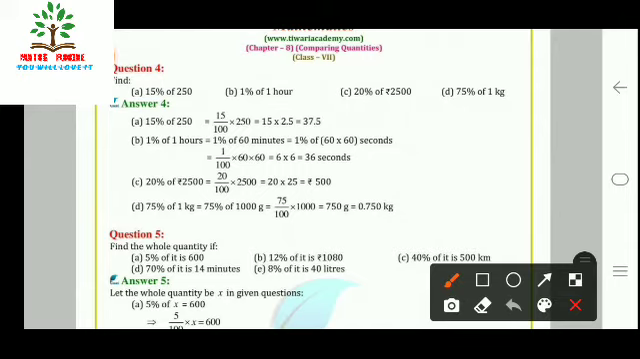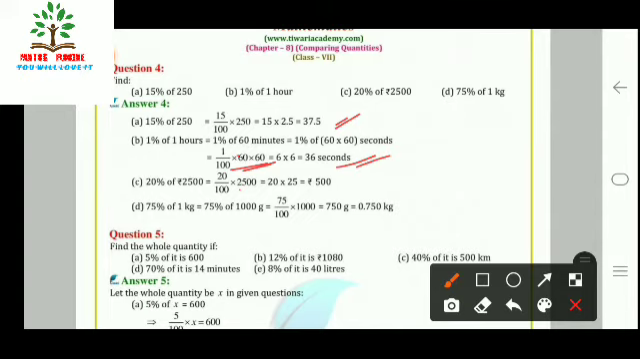So 15% of 250 means 15/100 into 250, which is equal to 37.5. 1% of 1 hour: 1 hour means 60 minutes. So 1% of 60 minutes, we are converting to seconds. We can write the answer in minutes also. So that is 1/100 into 60 into 60, because we are converting to seconds. So the answer is 36 seconds.